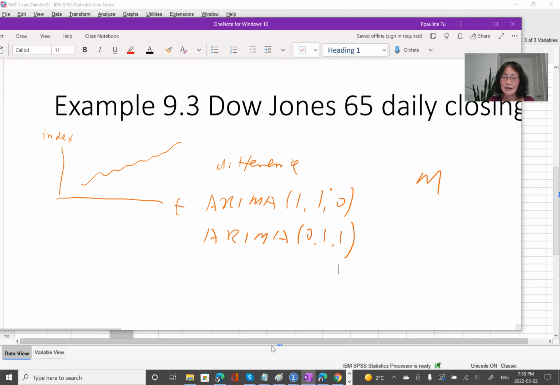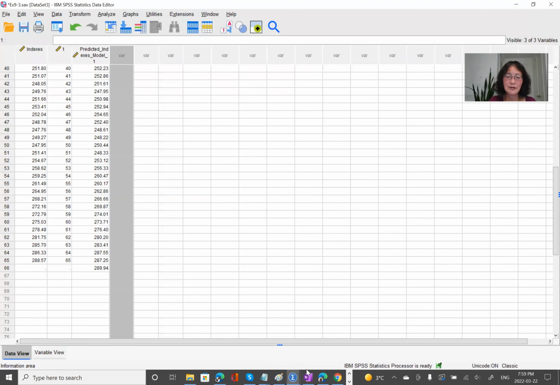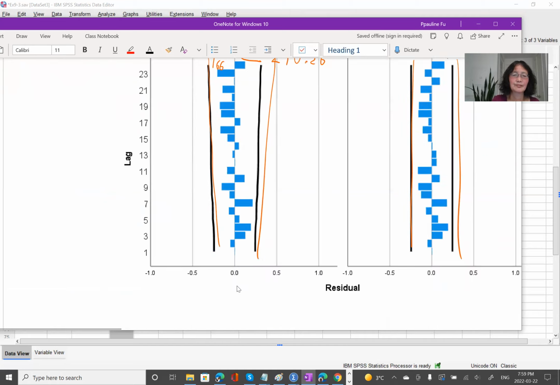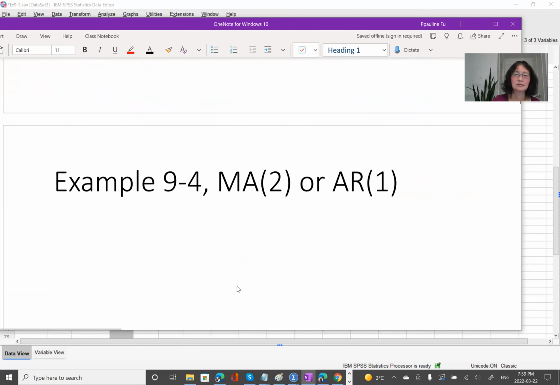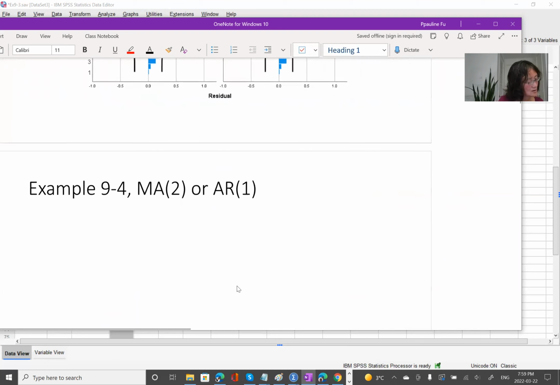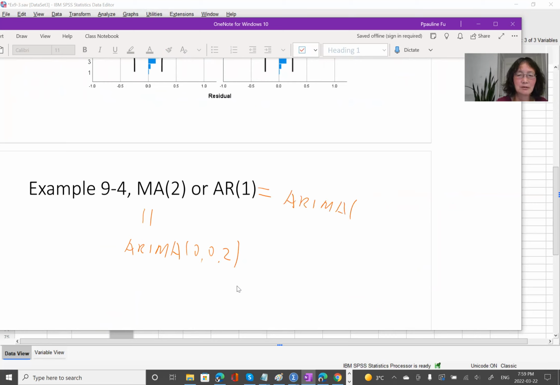All right. So next example, example 9.4. So in example 9.4, again, we are going to propose 2 models. One is MA2. MA2 is the same as ARIMA 002. AR1 is the same as ARIMA 100. We want to do two models for this example.